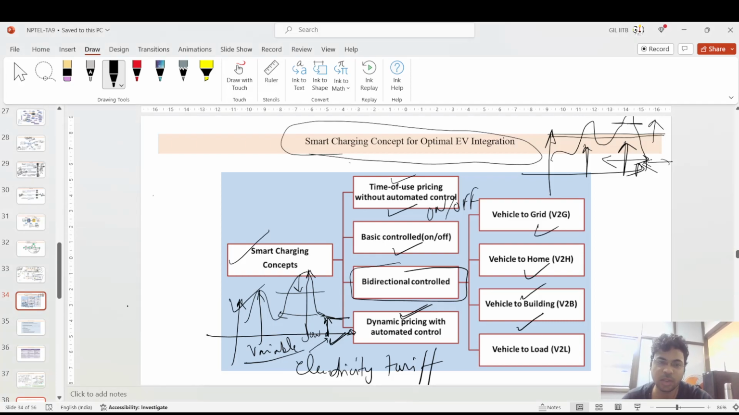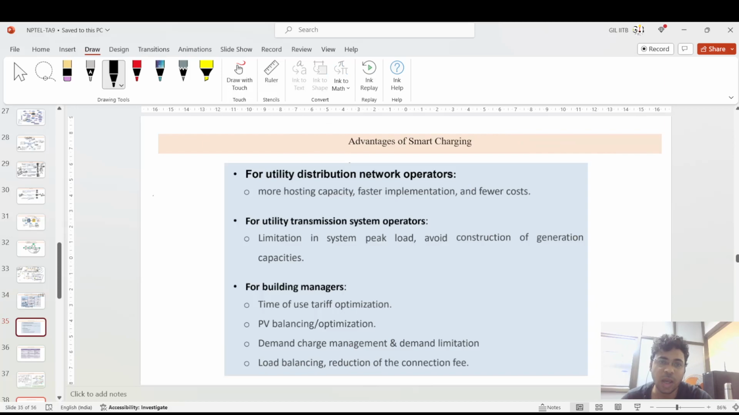This is already applicable in most of the Nordic countries, such as Sweden and the Netherlands. These concepts vary. They predict the price in slots of 15 minutes or less, to determine what the price should be. The advantages of smart charging for the utility distribution network operator are more hosting capacity, faster implementation and lower cost.